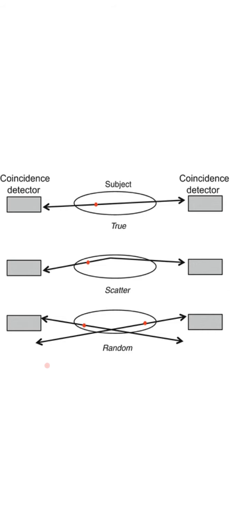So the true is a good example. The red dot is the annihilation, and the black arrows are your photons going in approximately 180 degrees. So that is an example of an LOR.